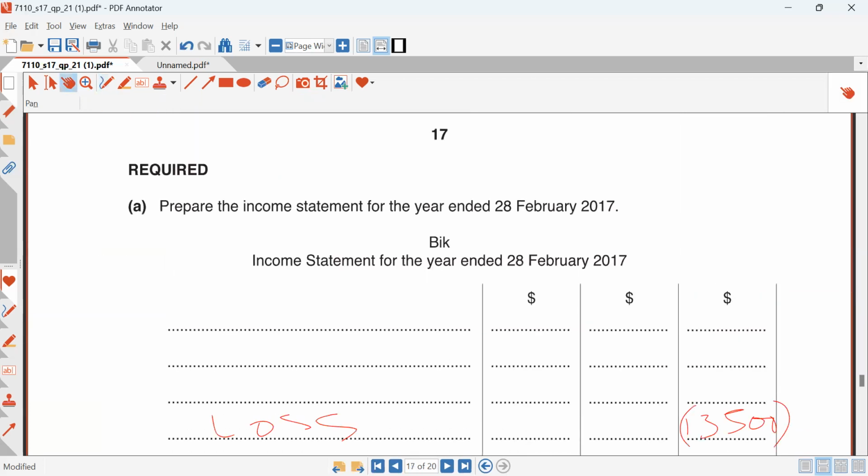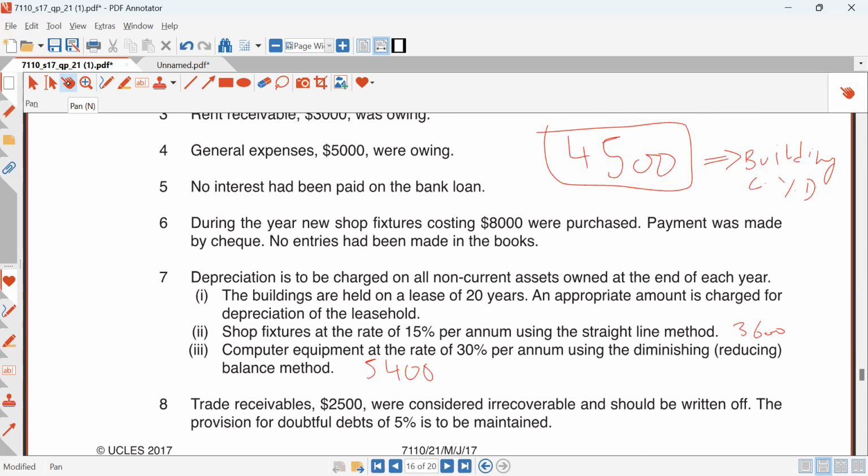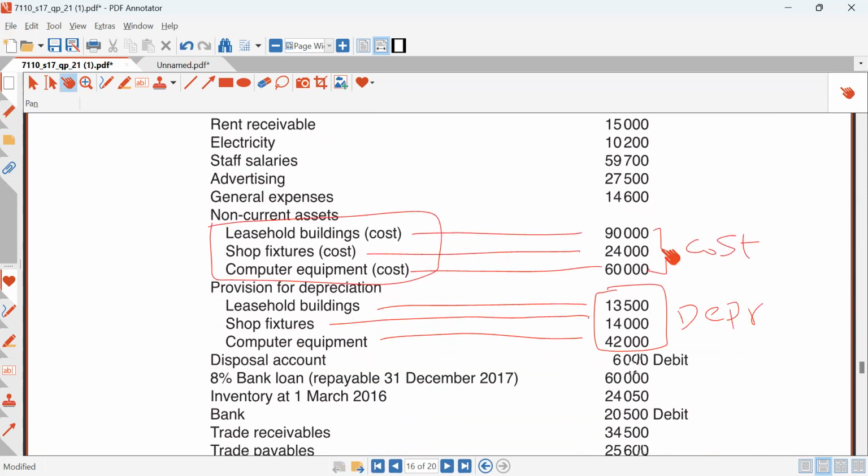We have to see if there is any other adjustment. It's better to always first solve the adjustments and then you can copy paste the remaining values. During the year, new shop fixtures costing 8,000 were purchased. This means that the payment was made by cheque, which means that the value of bank is going to decrease by 8,000, because by mistake I had not recorded this entry in my books, which is why 8,000 has not been subtracted from the value of bank. What is the value of bank? It is also given in the question. Bank is over here.